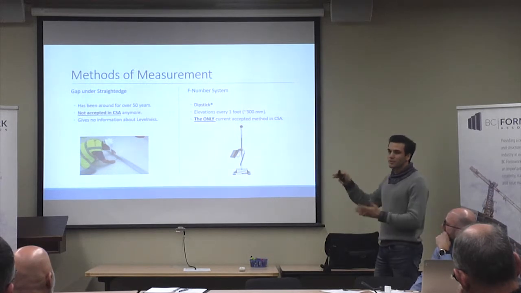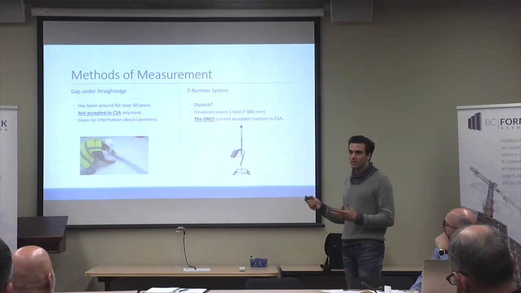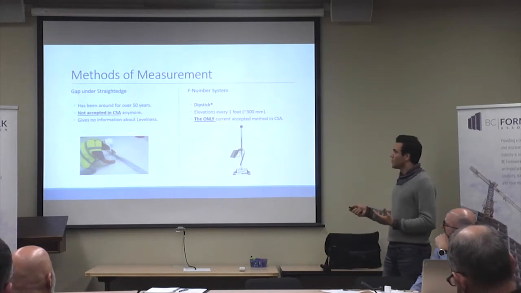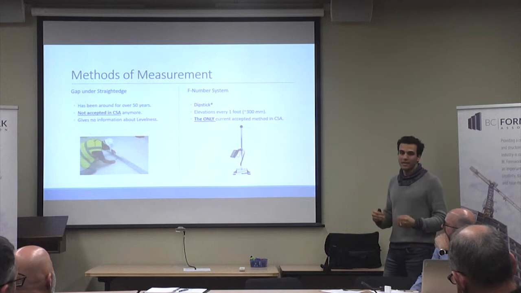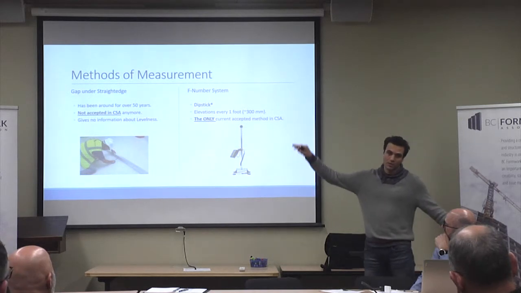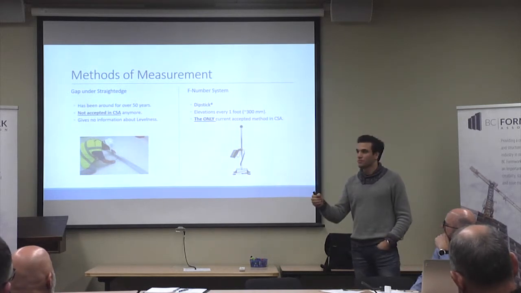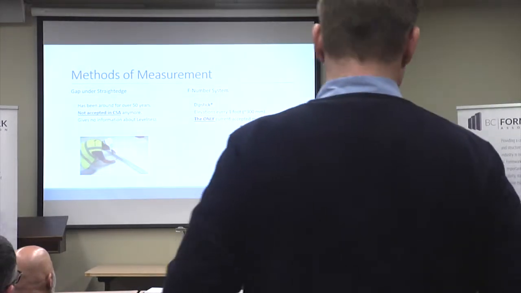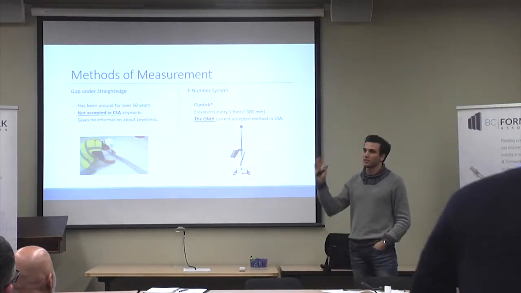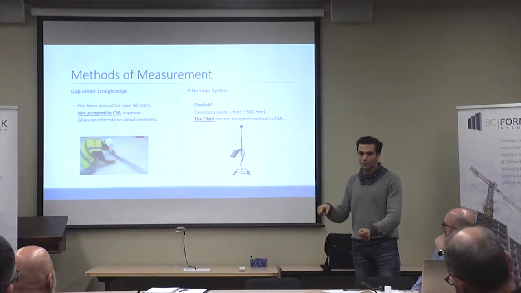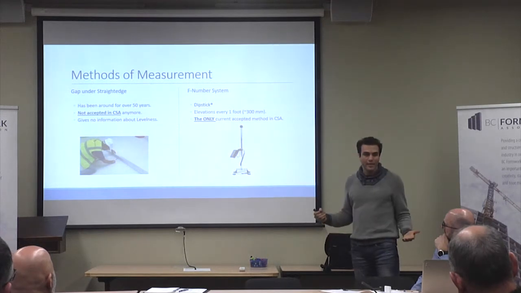I can go into the details of why CSA may have removed it. There are two major problems with it. One is that it doesn't give any information about levelness, meaning how much tilt the slab has. So if you put the straight edge against the wall, it's going to read a number. It doesn't understand that it's actually vertical. And if you put it somewhere sloped, again, it doesn't understand it.